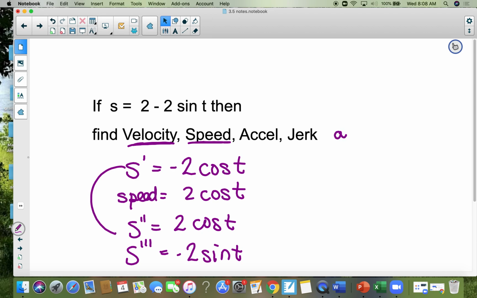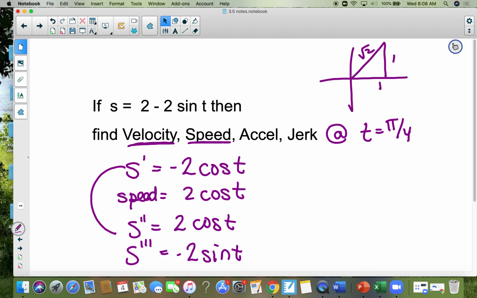And you're supposed to do this at t equals pi over 4 again. So make yourself a 45-degree triangle. And in place of all the t's, put pi over 4. And the cosine of pi over 4 is the square root of 2 over 2 times a negative 2, which ends up being a negative root 2.